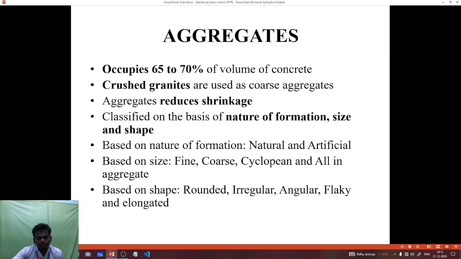Aggregates are classified on the basis of nature of formation, size, and shape. Based on the nature of formation, the aggregates are classified as natural and artificial. Based on size, the aggregates are classified as fine, coarse, cyclopean, and all-in aggregate. And based on shape, they are classified as rounded, irregular, angular, flaky, and elongated.